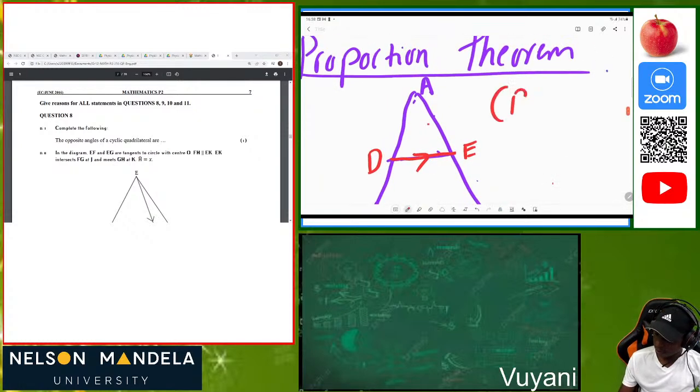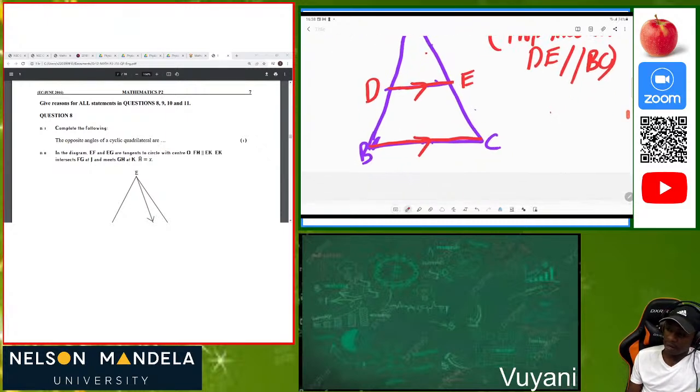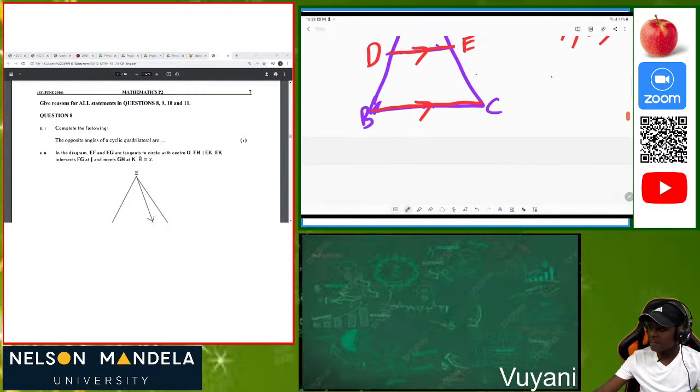This is called the prop theorem. Then you state the parallel lines: DE is parallel to BC. Okay, those are the parallel lines. So when you're giving a reason of using the prop theorem, you just write prop theorem, then you state your parallel line.